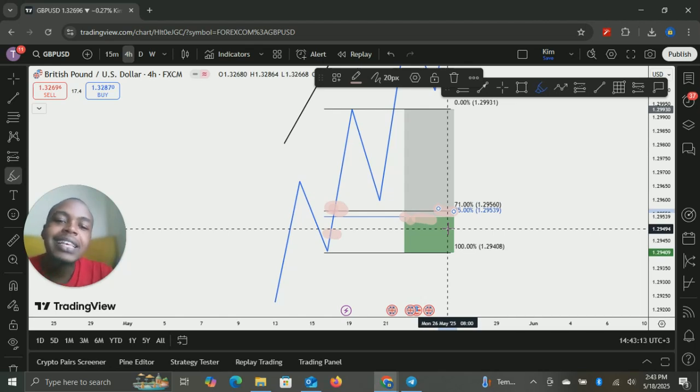So the other one is liquidity sweep. And if you want to learn about liquidity sweep, I'm going to make a video for that next time.